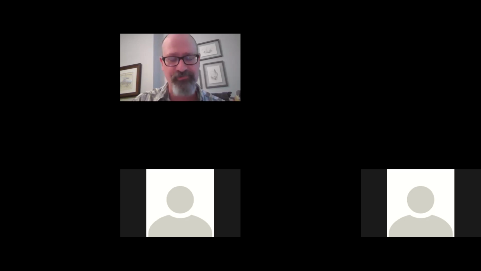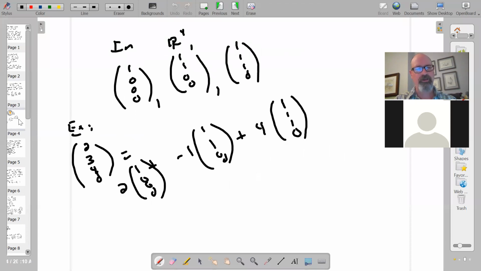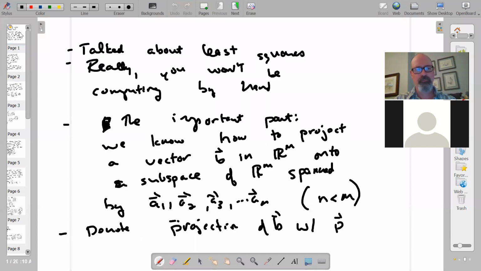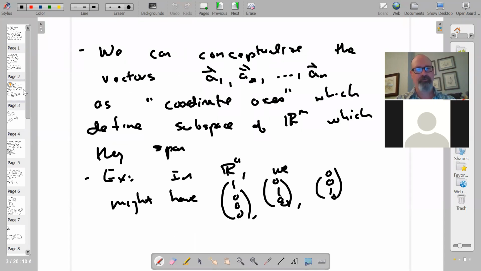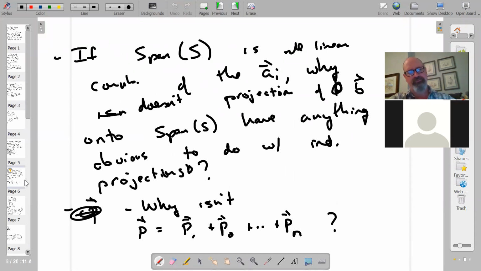I firmly believe this, but it might take a few days: the formula that people would really come up with would almost certainly look like this. It would be like, well, okay, I know how to project B down onto one-dimensional subspaces. And if I do that, I get a bunch of one-dimensional projections. Why isn't the projection of B just the sum of all of those projections within the subspace?